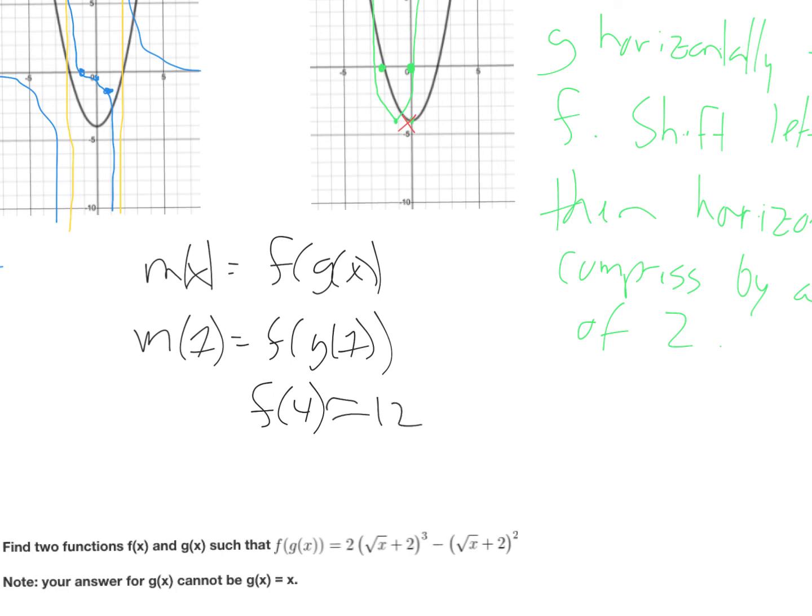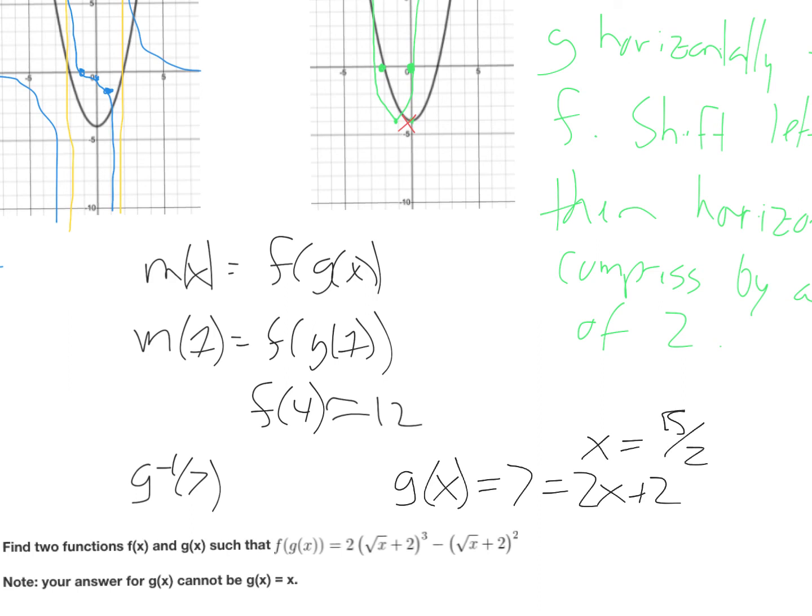And then we want g inverse of 7. Well, remember, if the input on the inverse is 7, that means that the output on the original is 7. So I'm really just saying, where is g of x equal to 7? And g of x I know is 2x plus 2, so I just solve that, and I get x equals 5 over 2, 5. And that's my answer here.